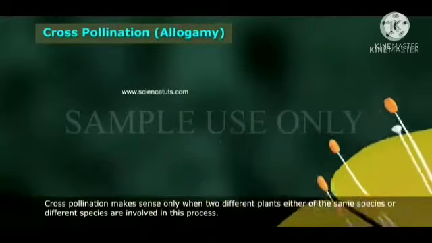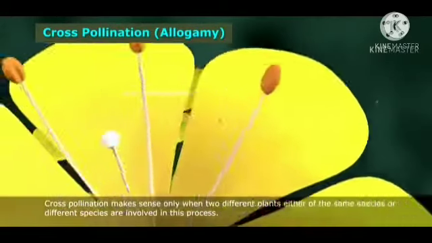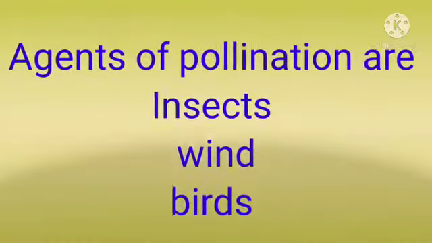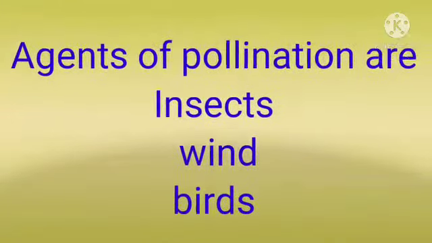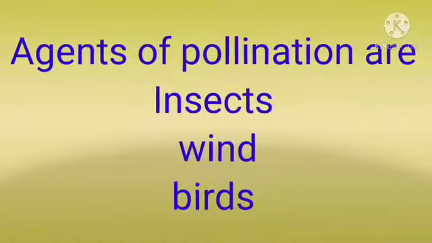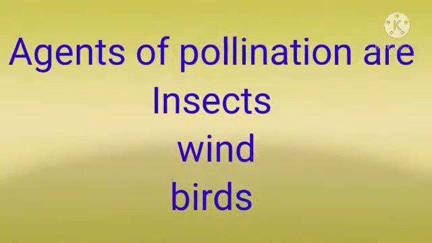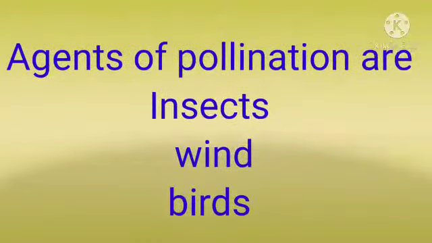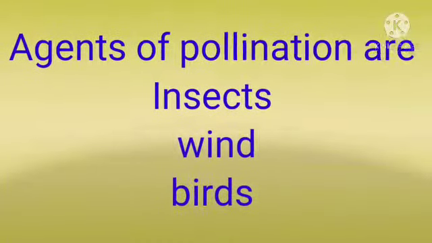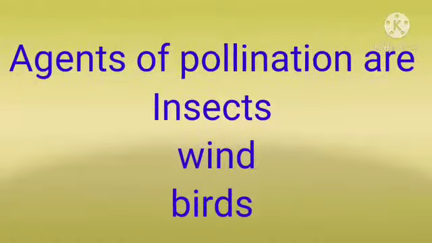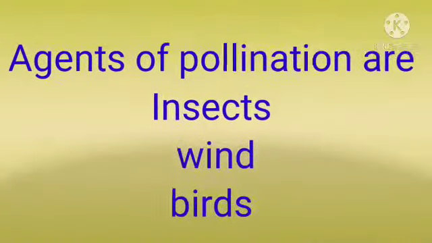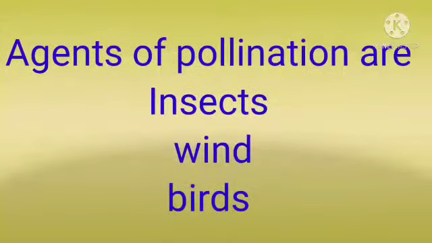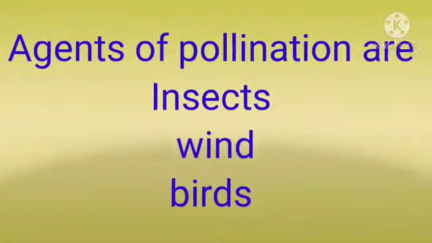These are some explanations of pollination, as you can see in the video below. Now let's see some agents of pollination. Agents of pollination are, we have insects. What insect? Insects like bees. Bees can carry pollen grains from one flower to another by sticking to their body when they feed on the nectar of a flower.